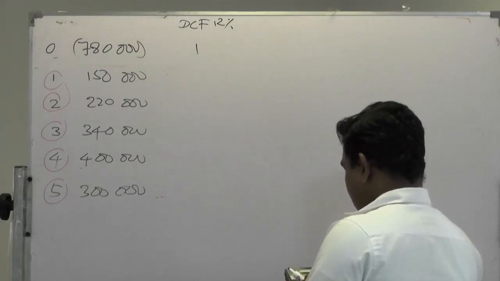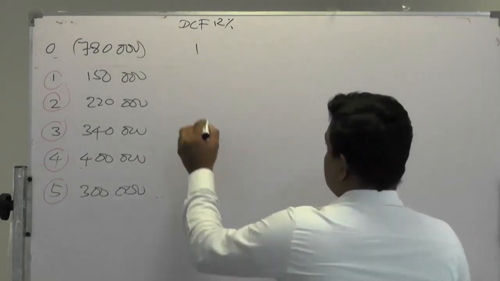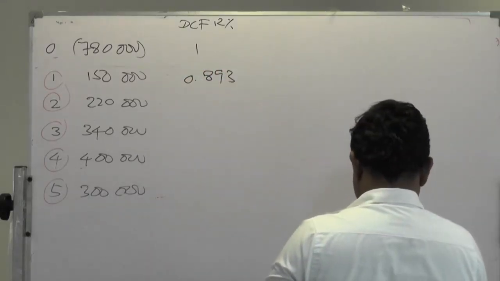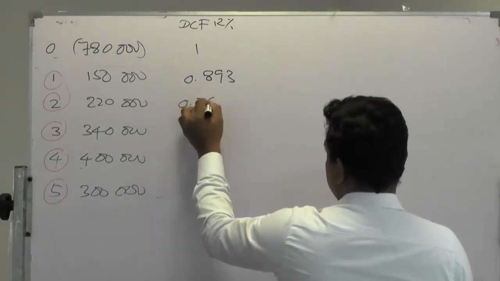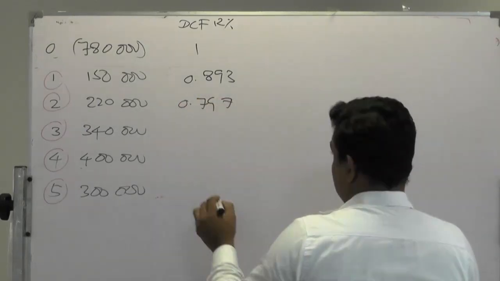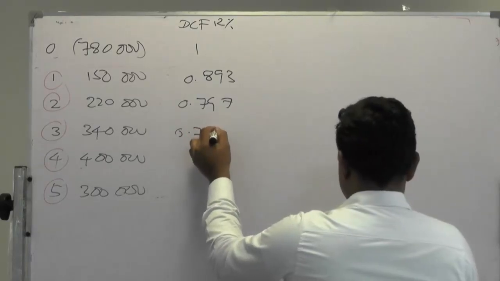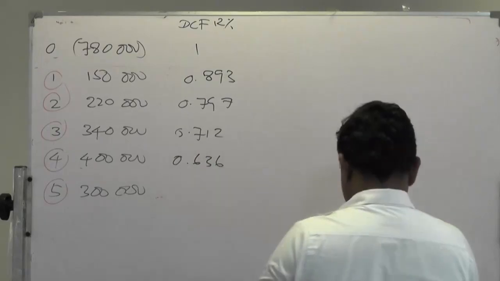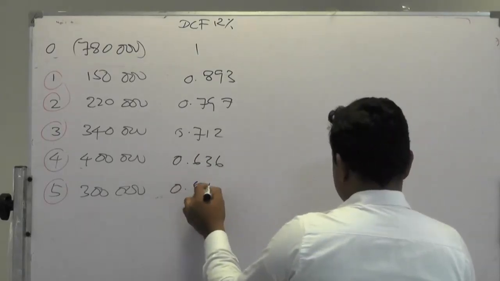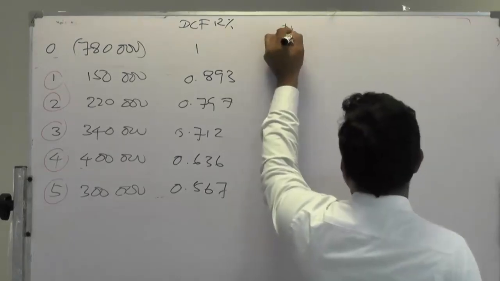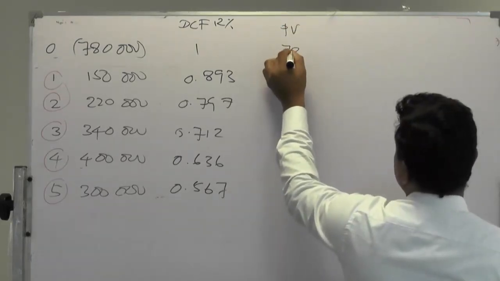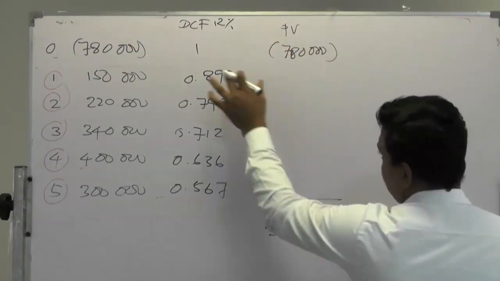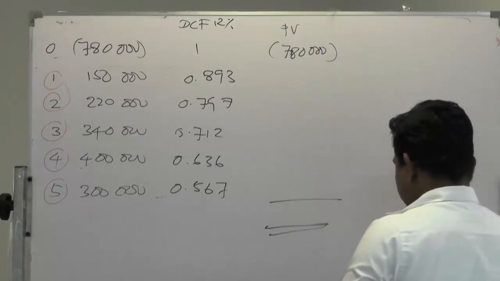1 divided by 1.12, that is 0.893, 0.797, 0.712, 0.636 and 0.567. Now you can immediately take the present value. The initial investment stands at 780,000 since it is today, right? We have to calculate the present value here. Immediately we can do that.